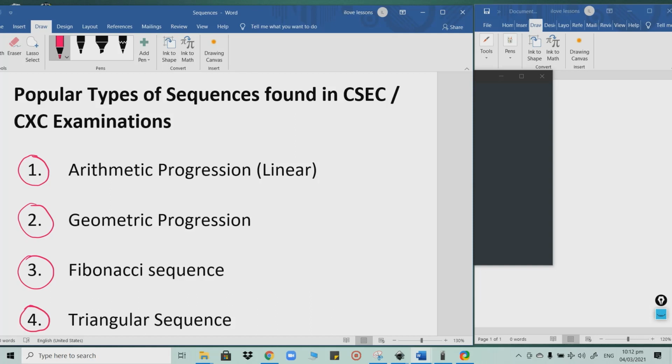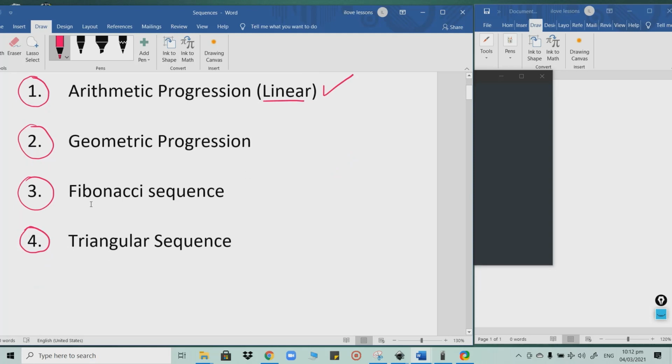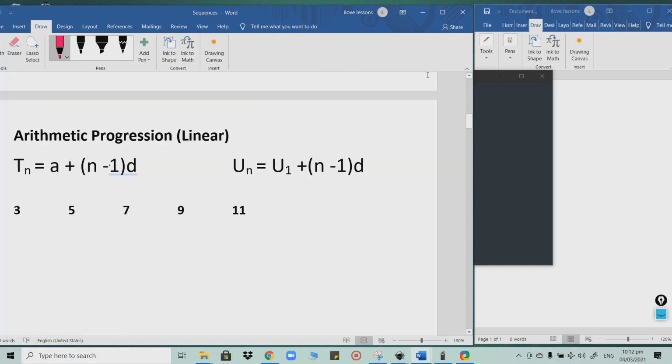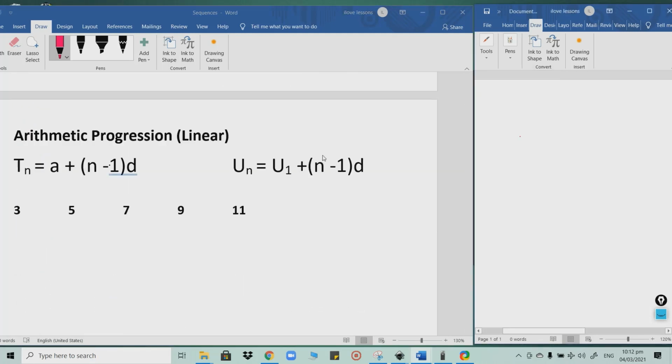We're going to start off with what is an arithmetic progression, also known as a linear progression. So I'm going to scroll down and you're going to see a sequence of numbers: 3, 5, 7, 9, and 11. Do you think we can guess the next number in this sequence? You think you can identify the pattern here?